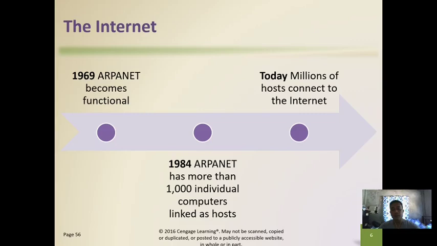And then in 1984, that's the year, it has more than 1,000 individual computers linked as hosts. These hosts are, of course, your devices. You are a host of information. You are a host of specific data. Then you share, something like that. But at that year, 1984, there were only 1,000 individual computers linked together. And today, there are millions of hosts connected to the internet, and they are connected in a specific network standard. Okay, we call that network standard. We'll be dealing with that later on.